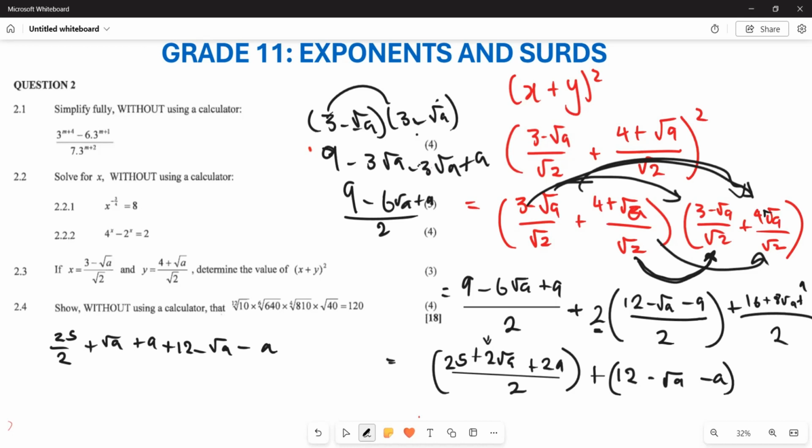And when you're grouping like terms, you have this positive root and this negative root, and then you have the positive a and negative a, which means the answer that you're going to have is 25 over 2 plus 12. What is going to be the answer for that one? When you add 25 over 2 with your 12, you are going to realize that your answer here is going to be 49 over 2, right?